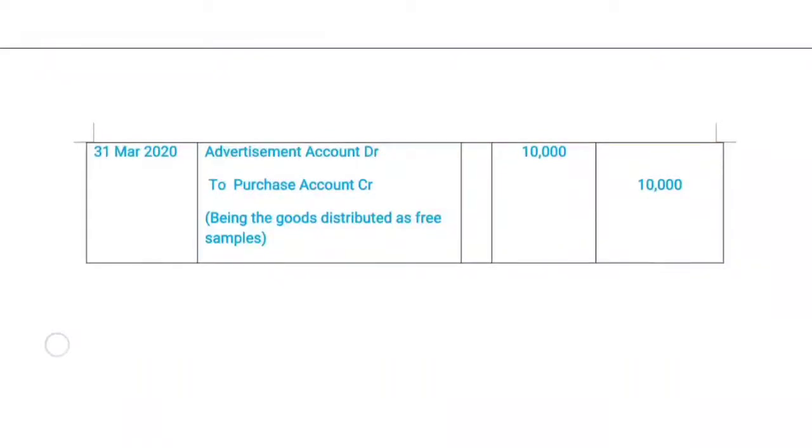Now coming to the 10th, here the amount is 10,000, where the credit side and the debit side amounts are the same. Now we are going to prepare another entry.